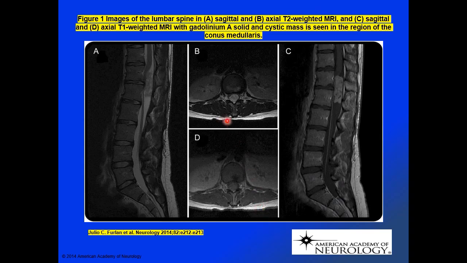Spine MRI images here demonstrate a heterogeneous signal intensity but predominantly isointense to slightly hyperintense mass on T2 images with fairly homogeneous enhancement within the spinal canal at the thoracolumbar junction, consistent with a myxopapillary ependymoma arising from the conus medullaris.